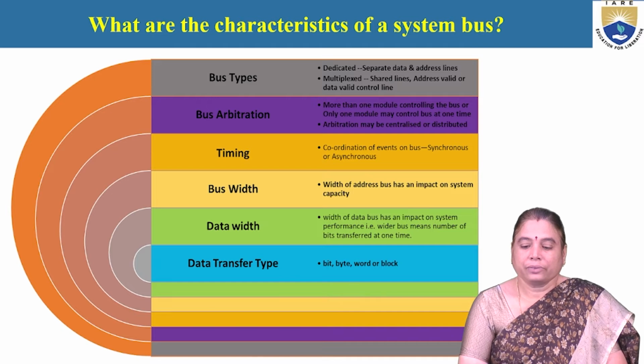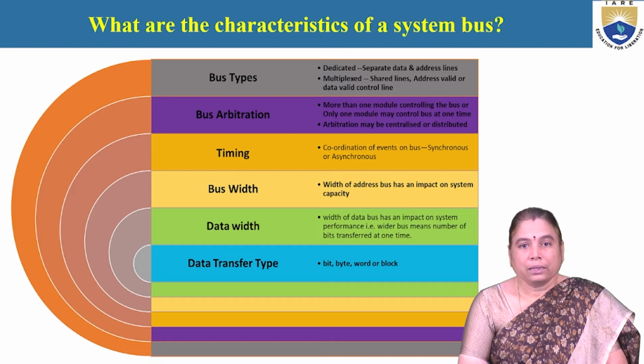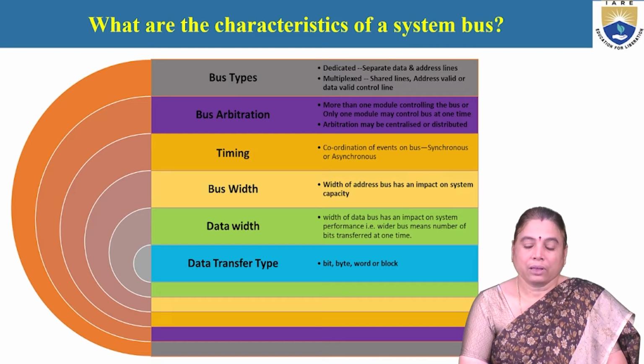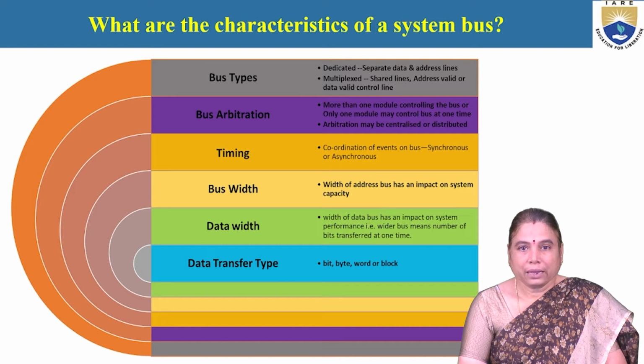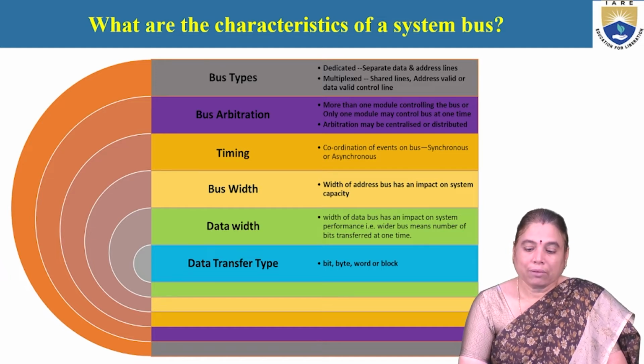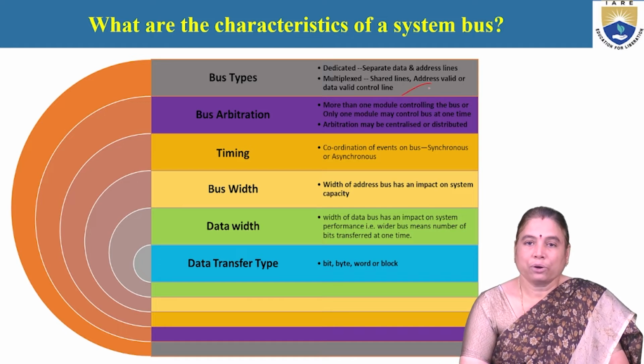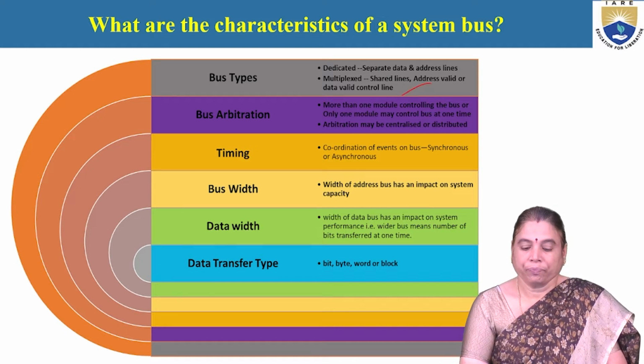What are the characteristics of the bus system? The major parameters or design issues for the bus configuration start with bus type. It is either a dedicated bus or a multiplexed bus. Dedicated bus means separate data and address lines are used. In case of multiplexed bus, shared lines with address valid and data valid control lines are used.